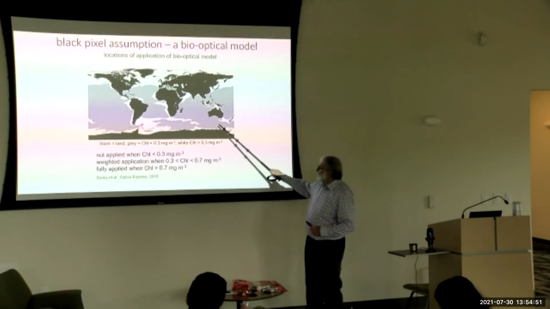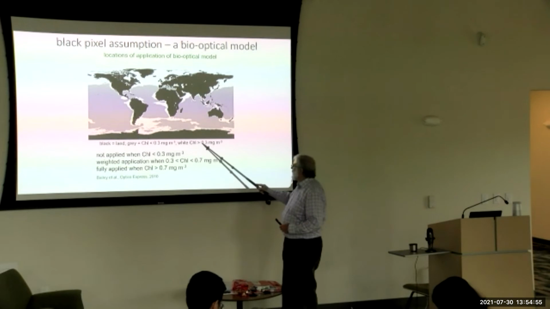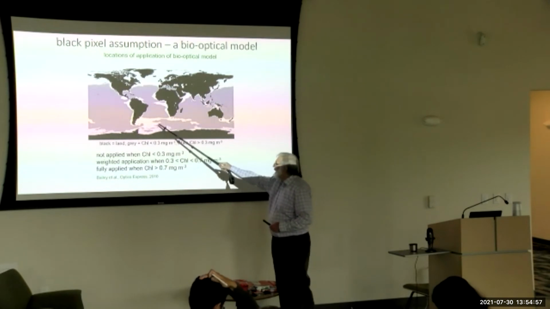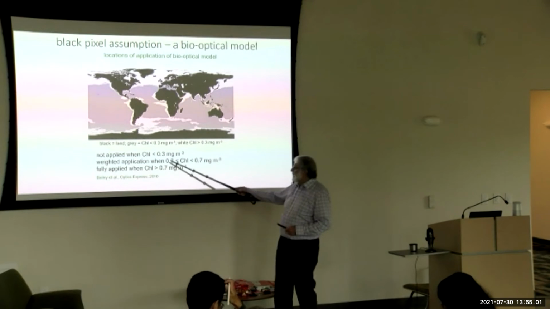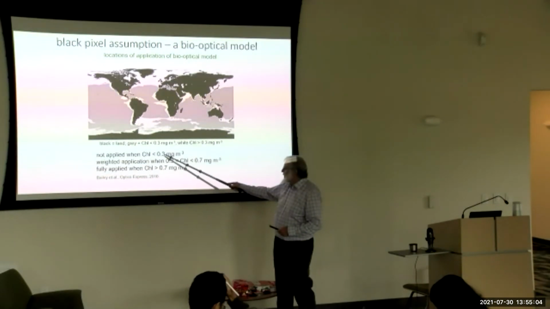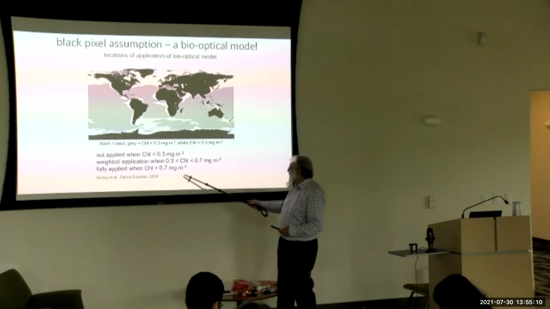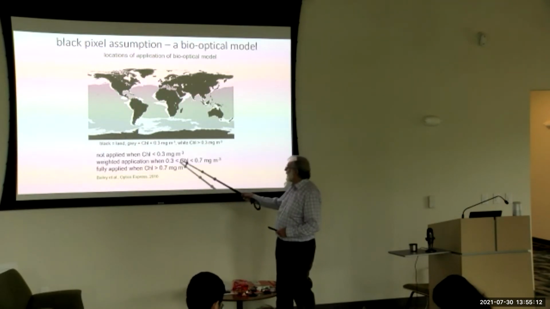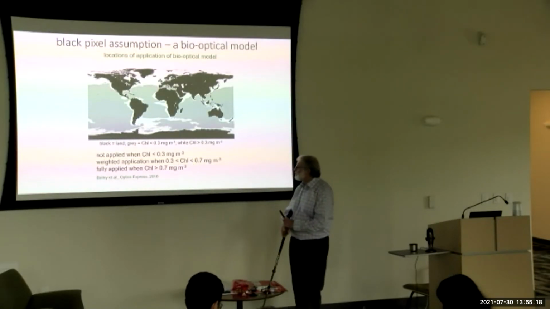Okay, so here the gray area is where chlorophyll is less than 0.03, and the white is where it's on average more than 0.03. So they don't do the black pixel calculation when chlorophyll is less than 0.03, and here it says 0.07, they always do it. That was a typo on that previous slide. And then they interpolate between them in between here.